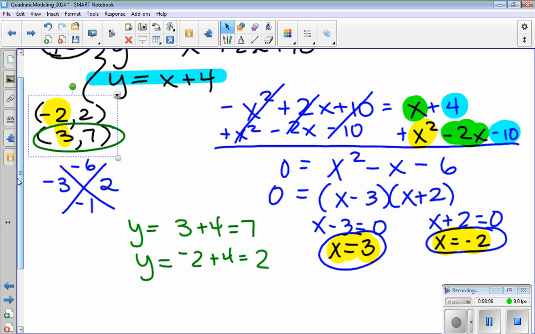You ready? He said, what if, and several people did this on the classwork last time, what if I mixed up the y's? What if I said -2, 7 and 3, 2? That would be wrong. Let me tell you why. Because when I plugged in the 3, I got a 7 out, which means the 7 goes with the 3. When I plugged in a -2, I got a 2 out, which means -2 goes with the 2. Awesome question.